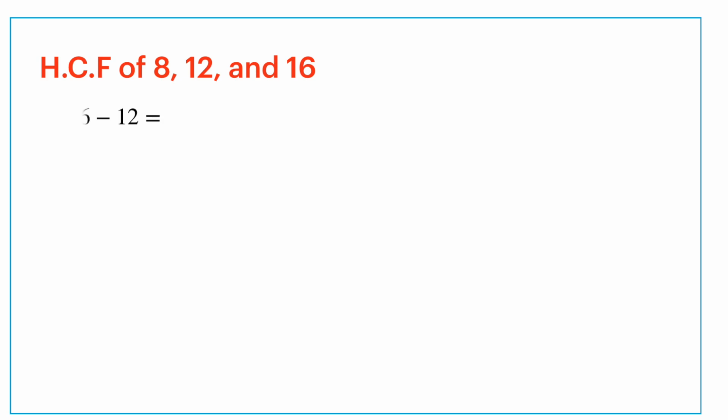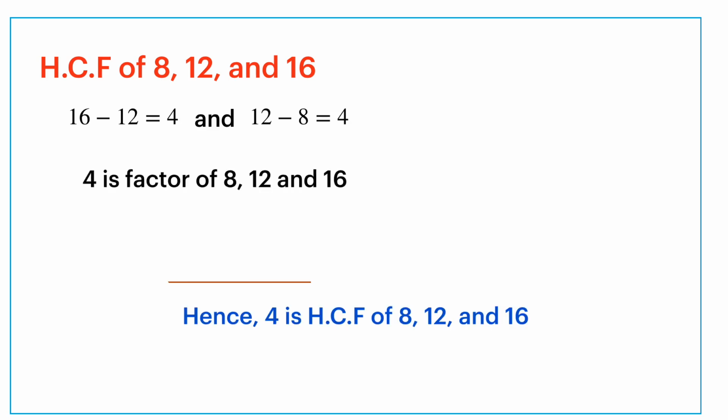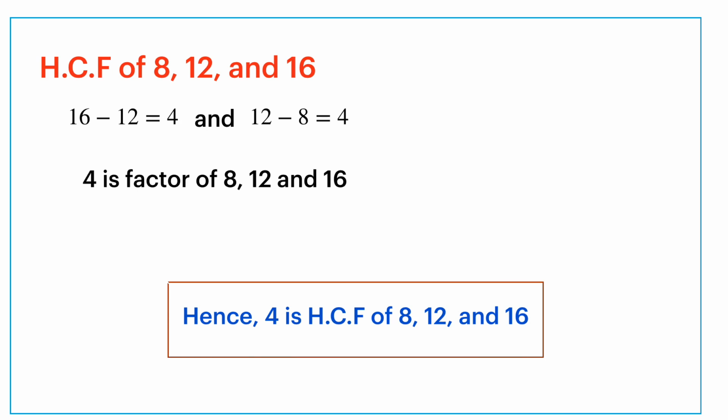Let's take another example. What is the highest common factor of 8, 12 and 16? First, we need to find the difference between the numbers. That is, 16 minus 12 is 4 and 12 minus 8 is 4. Since 4 is a factor of all three numbers, we can conclude that the HCF of 8, 12 and 16 is 4.